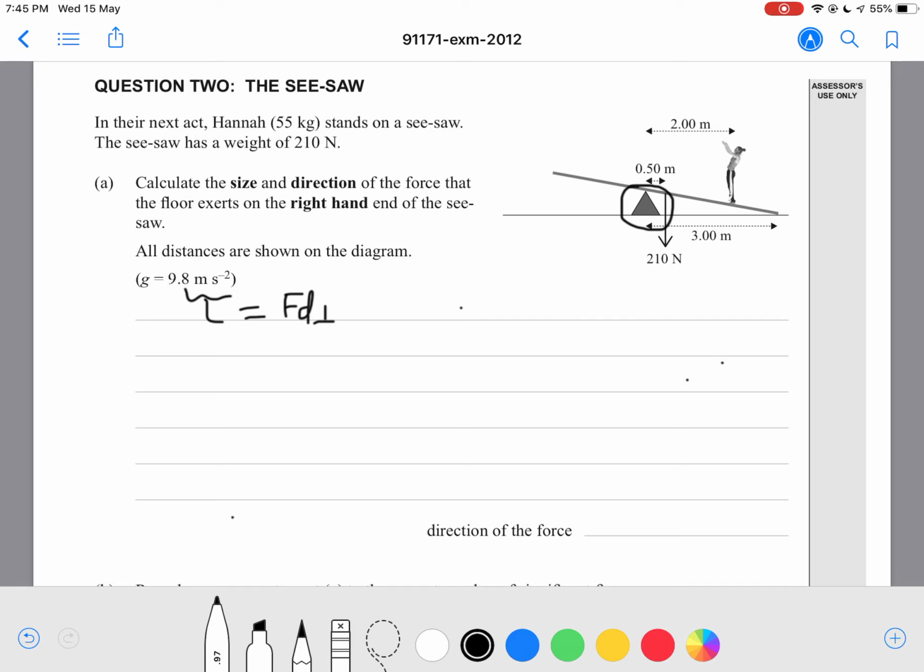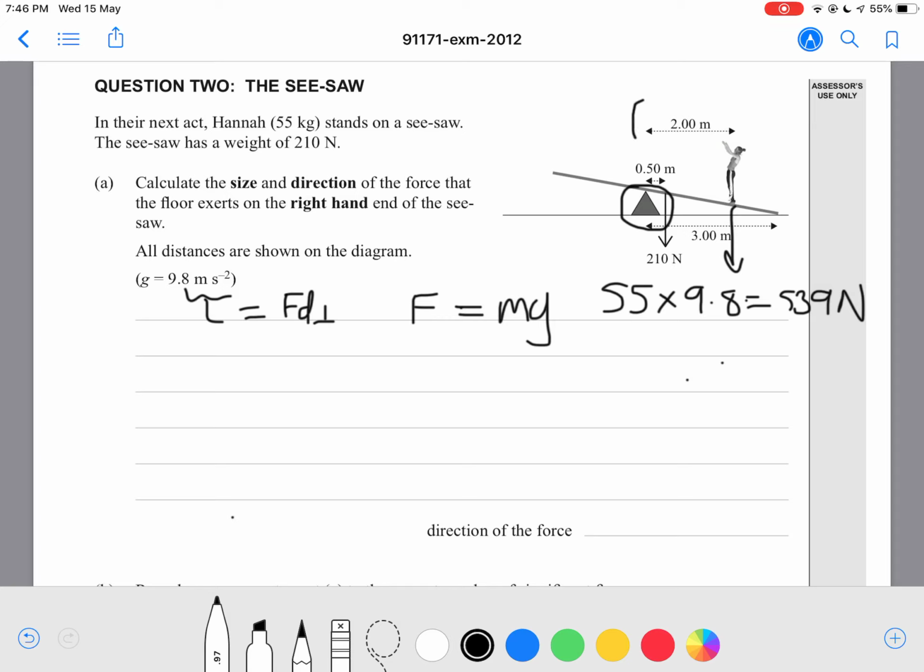So we can say that the weight force, F equals mg, mass times gravity, because it's acting downwards here. Hannah is 55 kilograms multiplied by 9.8. That should give us 539 newtons. So now we know that Hannah's weight force is acting downwards at 539 newtons. Now there's a certain distance that Hannah is away from the pivot point, and if we multiply that distance by the force she is exerting, we can find the torque around that pivot point.